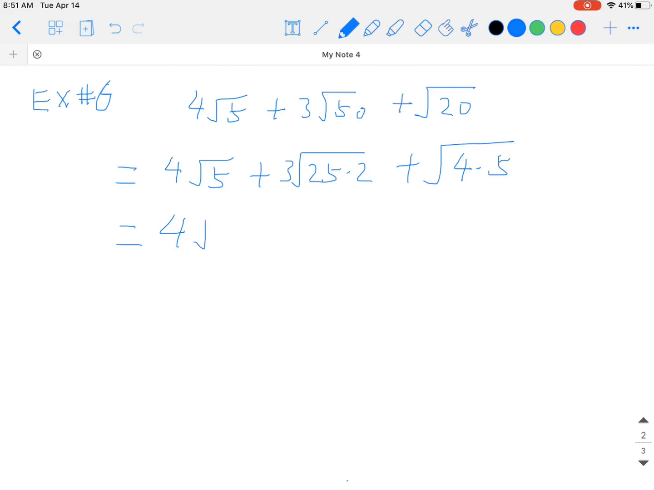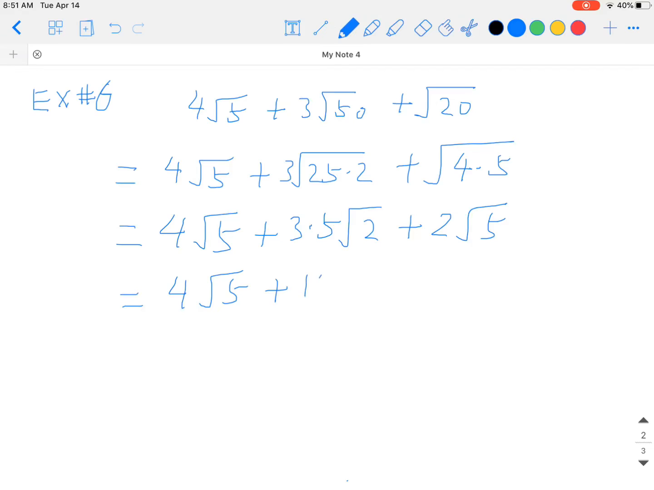And now radical 25 is 5, 3 times 5, and what stays inside the radical is 2. And 4 comes out, becomes 2. So we have 4 radical 5 plus 15 radical 2 plus 2 radical 5.